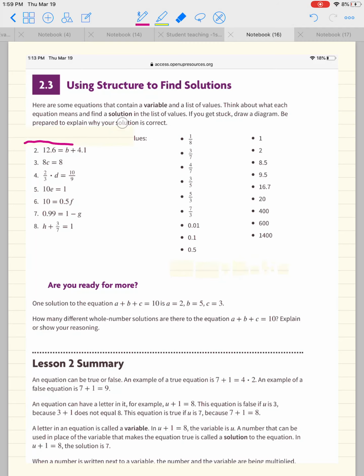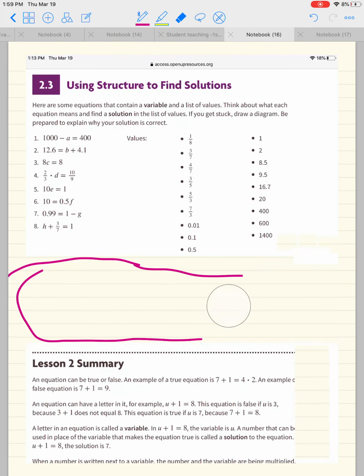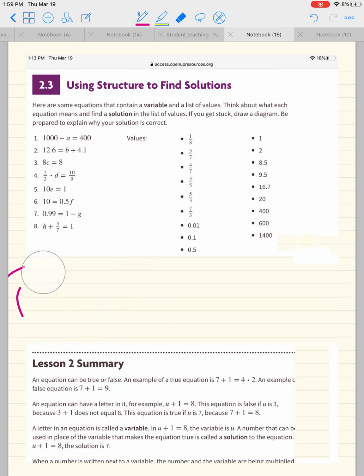Alrighty, if you did all of that and you're feeling like this was way too easy, go ahead and do the "Are you ready for more?" question. This question is just designed for a challenge. It's not required of anyone. The lesson summary down here is meant to kind of just review everything that we did within the lesson, and it can be a good resource for parents or for students to read before you even attempt to do the lesson.